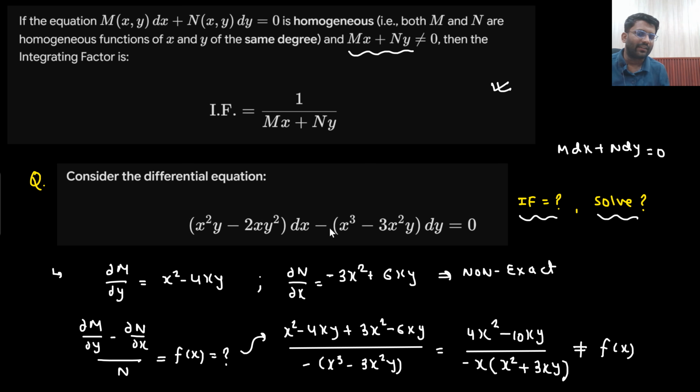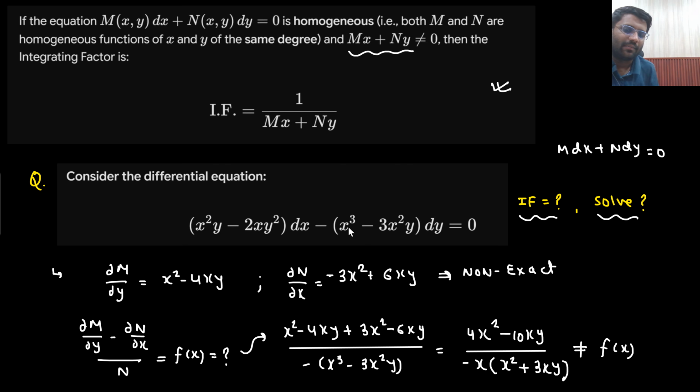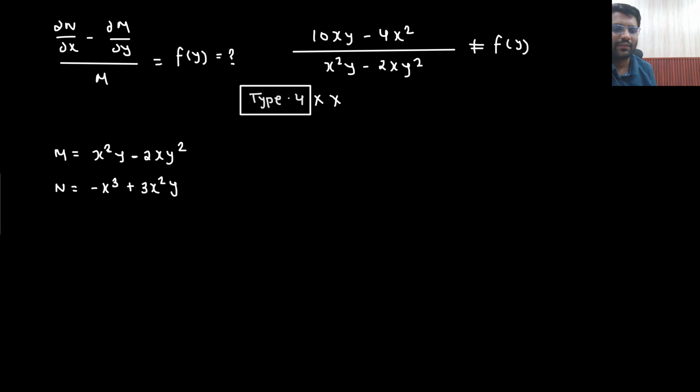So what is the value of N here? The value of N is minus x cube plus 3x square y. That is the value of N. Right? Now here in M, what will I do?